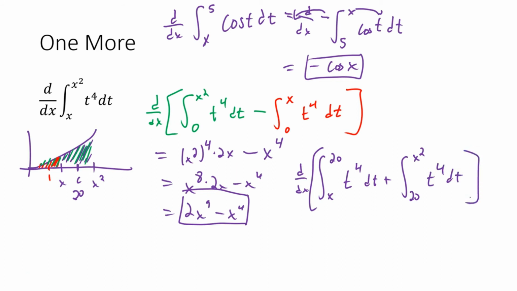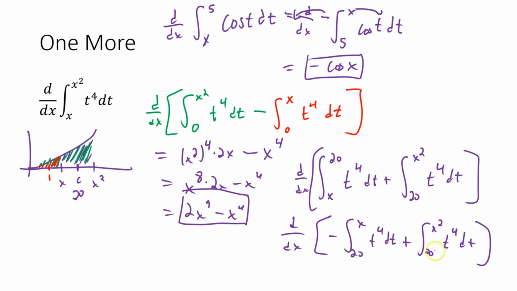So now we have to use what we talked about up here, where you have the limit on the bottom. We don't want it on the bottom, we want it on the top. So this is d dx, negative integral 20 to x, t to the fourth dt, plus integral 20 to x squared, t to the fourth dt.